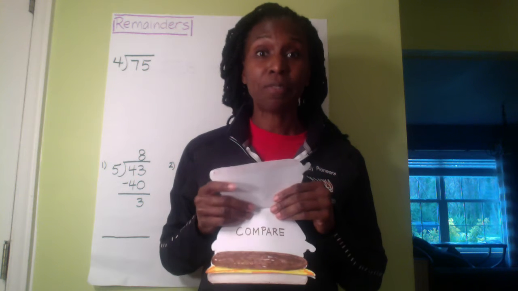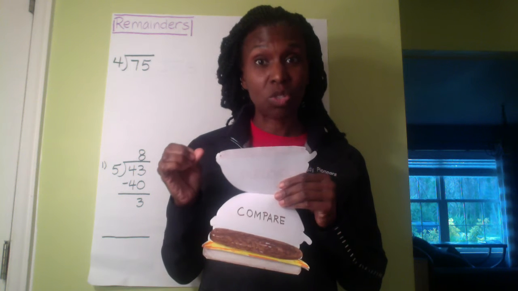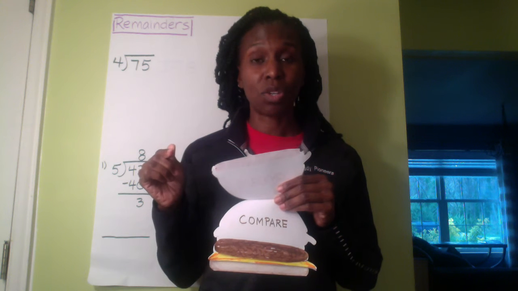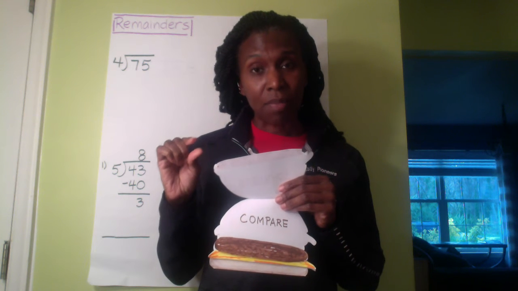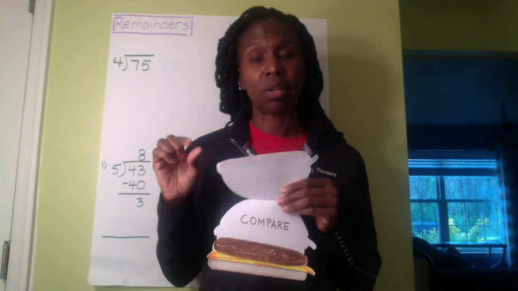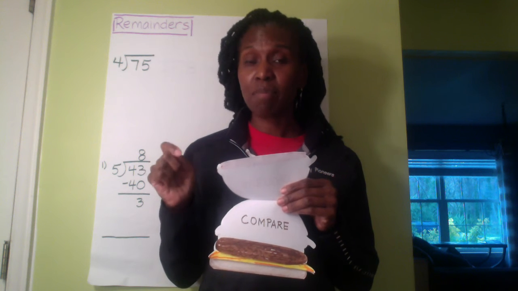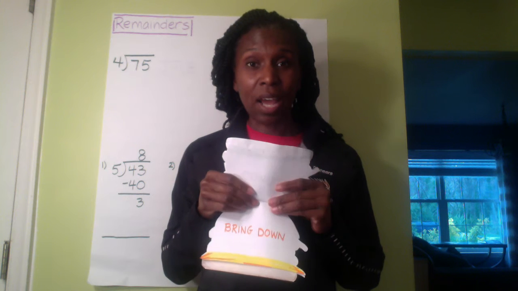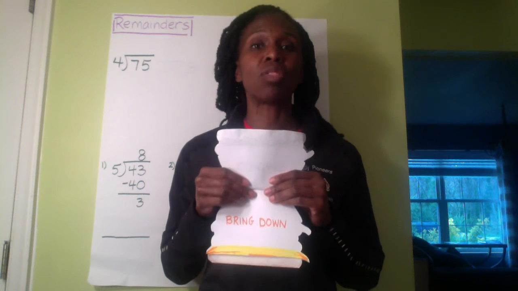You're comparing the difference, or that's the answer that you just got when you subtracted. You're comparing that number with the divisor. The number that you got as the answer from subtracting should always be smaller than your divisor. As long as it's smaller, you're good to go to the next step, which is to bring it down. You're bringing down the next number in the dividend.